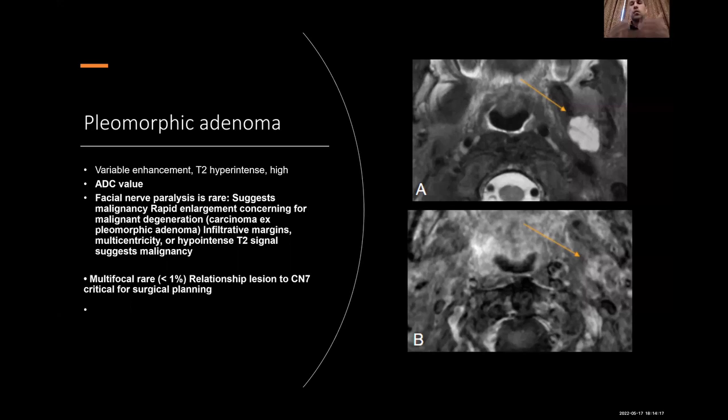Rapid growth, newly developed pain, or newly developed facial paralysis is an alarming sign of neoplastic activity. A newly developed hypointensity signal suggests a malignancy. A newly developed low ADC value suggests a malignancy. So, pleomorphic adenoma is a benign tumor. It's the most common tumor of the parotid gland.